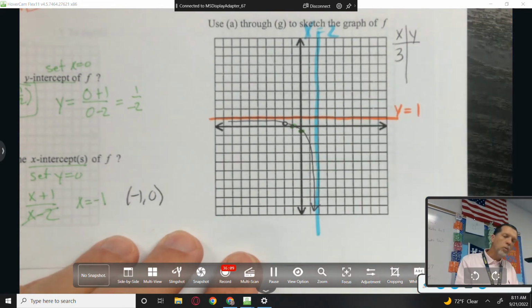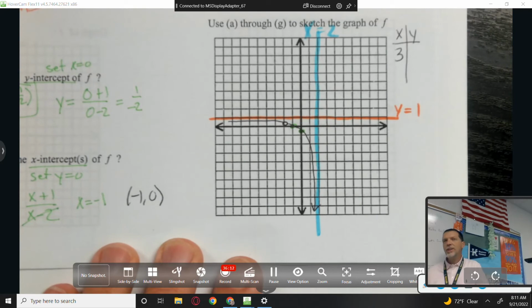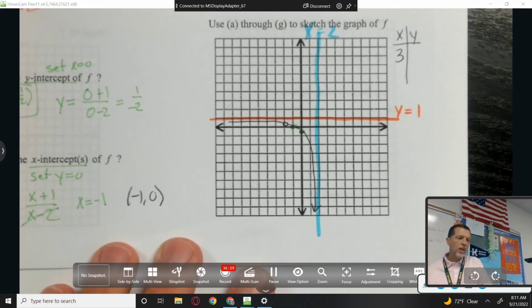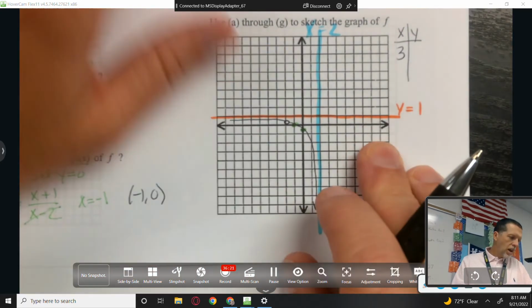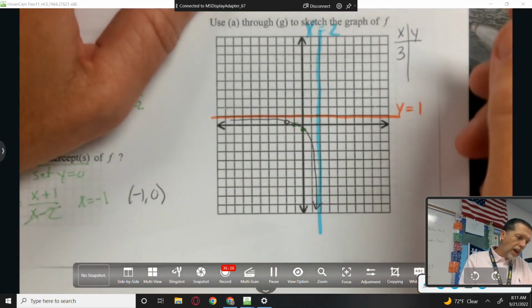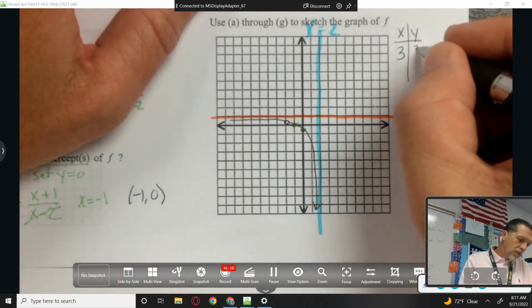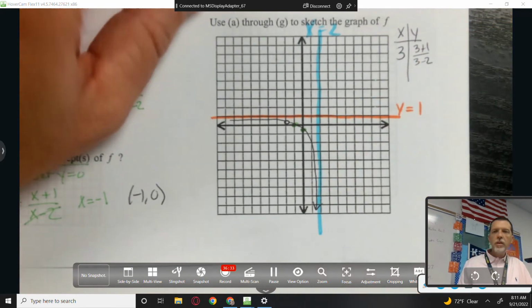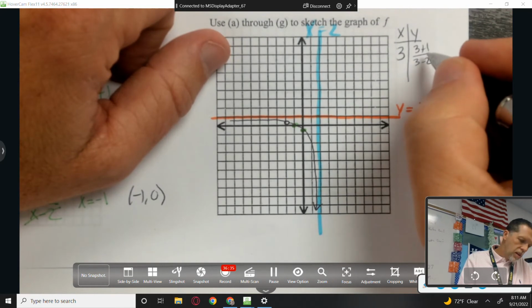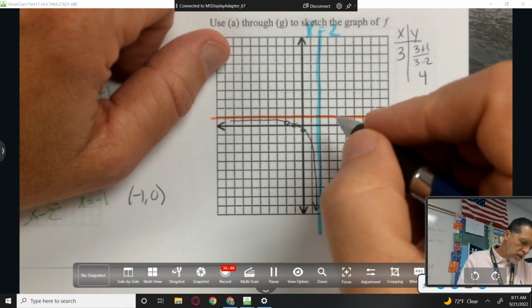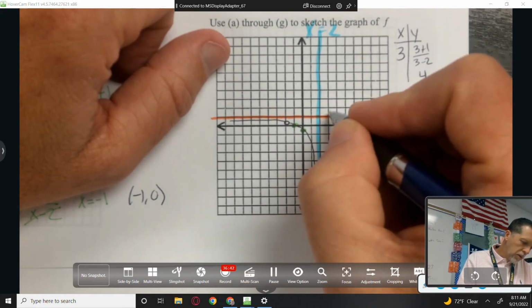Usually if you pick 1 away from the asymptote, you get a nice answer. If you start getting further away from the asymptote, you get weirder answers, usually. So let's pick 3. And I'm going back to all the way up where I reduced it to x plus 1 over x minus 2. So 3 plus 1 over 3 minus 2. That would be 4 over 1, which would be 4. So 3, comma, 1, 2, 3, 4.